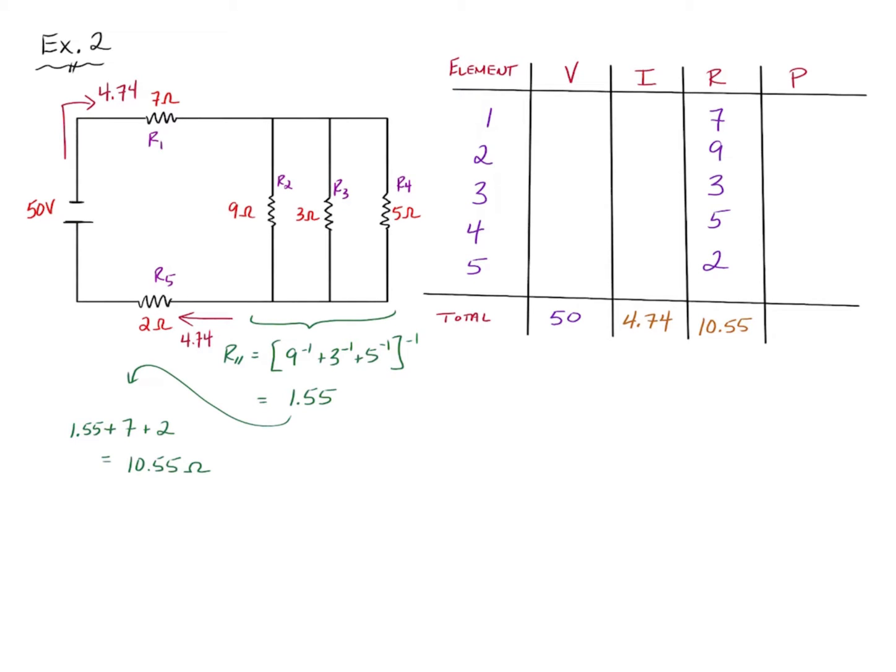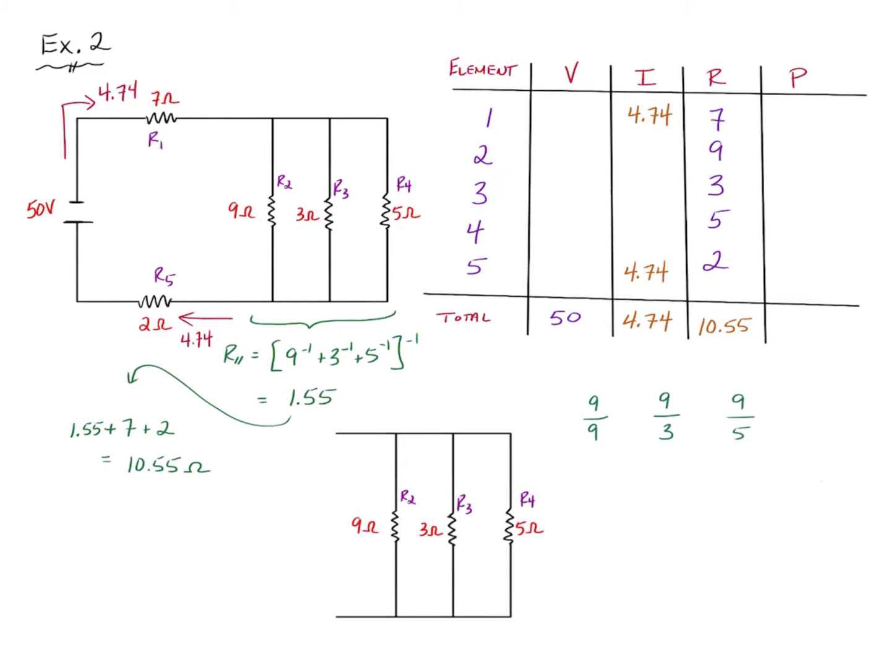So because R1 and R5 are on what we would call main highways or main pipelines, sections where every electron must go through, there's no choice but to go through them, they get the full current. So I can apply the full 4.74 to R1 and R5 because there is no other option around them. In order to figure out the parallel section, we again need to apply Kirchhoff's rule.